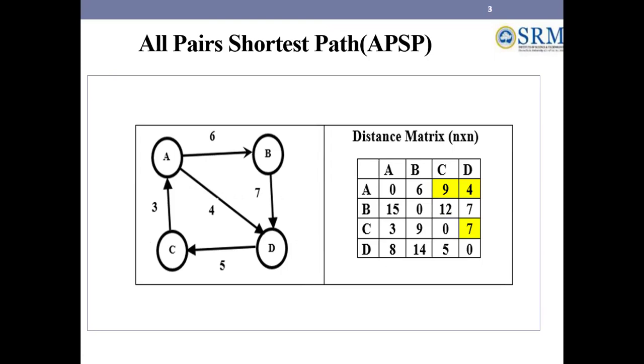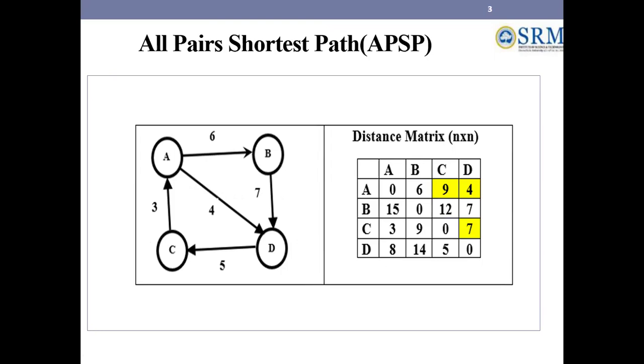And take A to D. So A to D, there's a direct cost, 4. Another one is A to B, B to D. So which path has minimum? So A through B, the cost is 13. Direct cost A to D is 4. So 4 is taken as the distance between A and D.